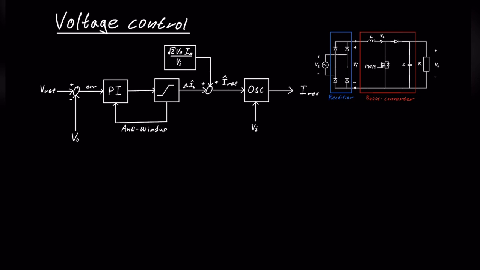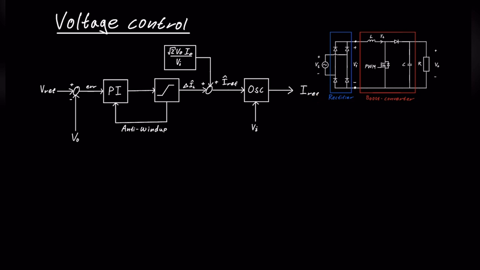Now we want to look at the voltage control. So we take in the output voltage and we want to find a reference current. Here we have a PI controller with a saturation, which means that we also need an anti-windup. And here we have a feed forward, and we also have an oscillator. The oscillator is actually going from a value to a sinusoidal waveform. Not actually sinusoidal, but the absolute value of a sinusoidal. It is to get the waveform that we want for the reference current.